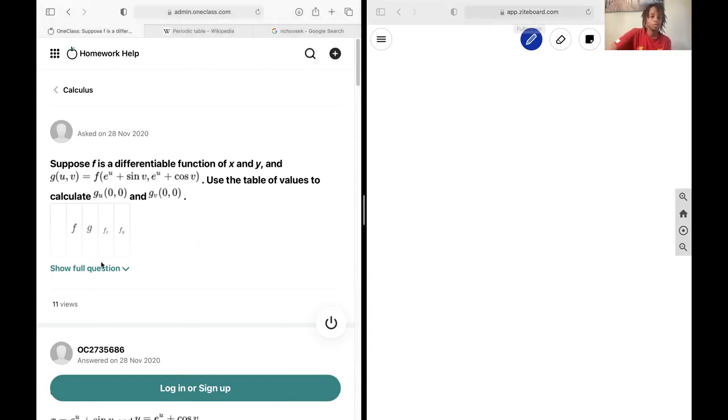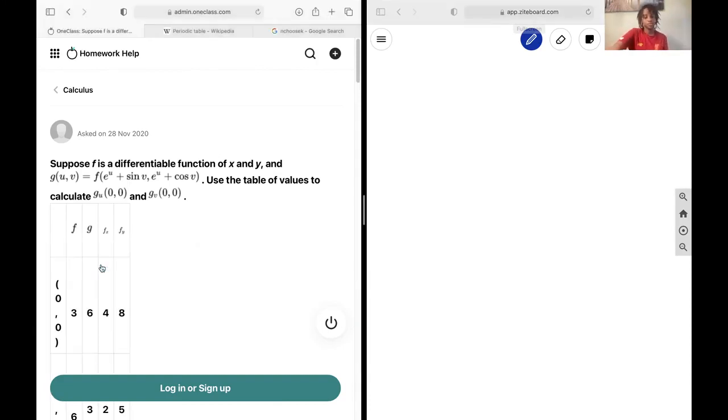So suppose f is a differentiable function of x and y, and a function g of u and v is equal to the function f of u and v. Given the table of values, you want to find the derivative of g with respect to u at the point (0, 0), and the derivative of g with respect to v at the point (0, 0). We're going to be making use of the chain rule.